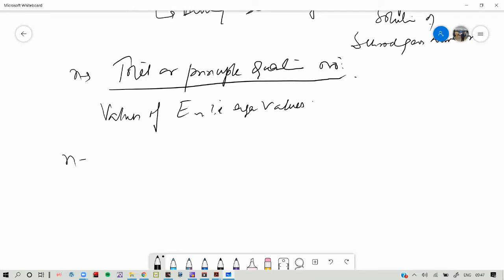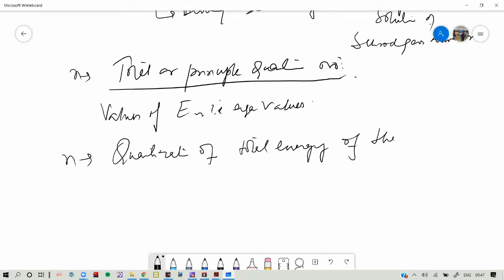So n also signifies the quantization of total energy of the atom. It also signifies the total energy of the atom. That's why it is sometimes called the total quantum number or principal quantum number.